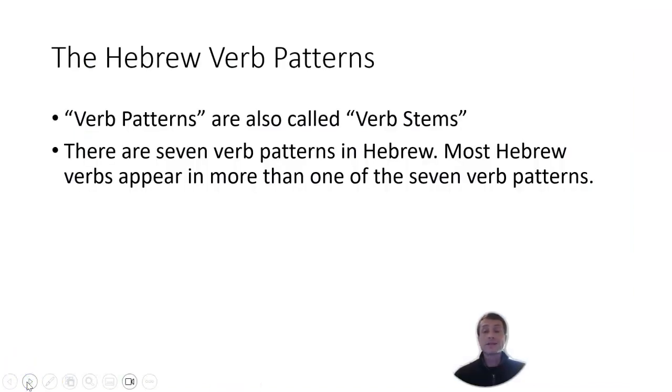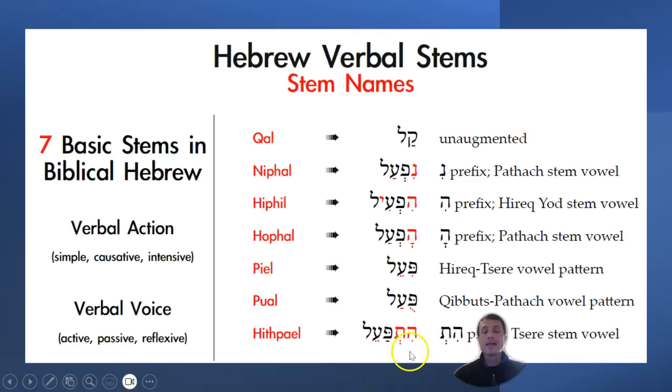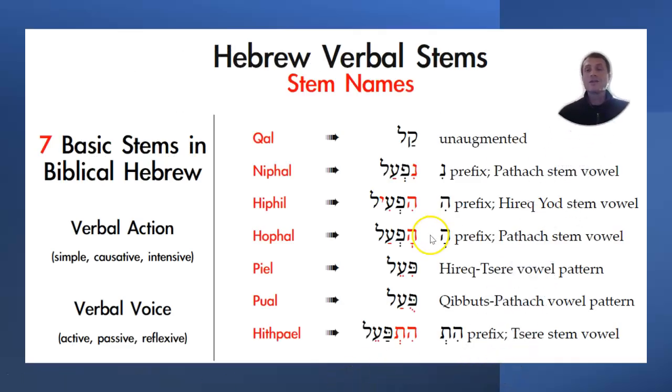All right, so we are still talking about verbal patterns or verbal stems or binyanim. As we mentioned in our video last week, there are 7 verb patterns in Hebrew. Most Hebrew verbs are going to appear in more than one of those 7 verb patterns. And the 7 verb patterns are, as you can see here, the kal, the nifal, the hifil, the hofal, the piel, the pual, and the hitpael. If you want to know how those names got created, you can watch last week's video where I described that in a little bit more detail.